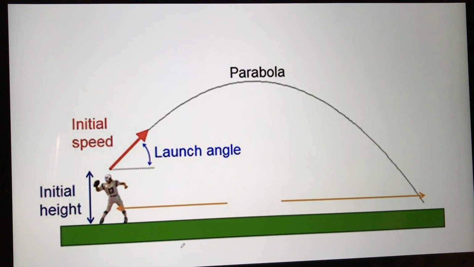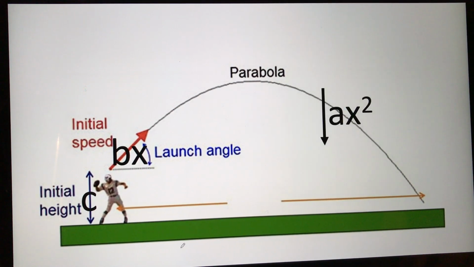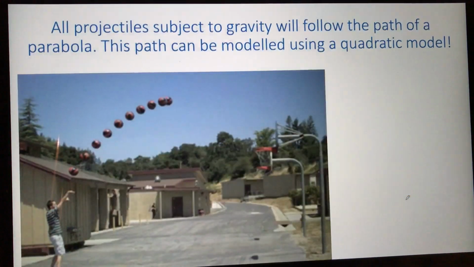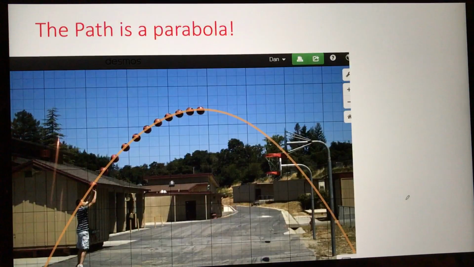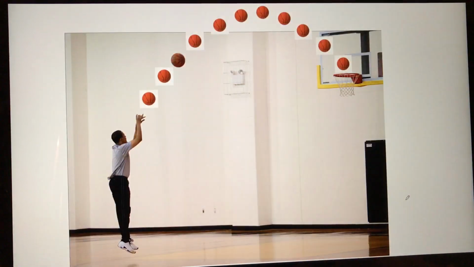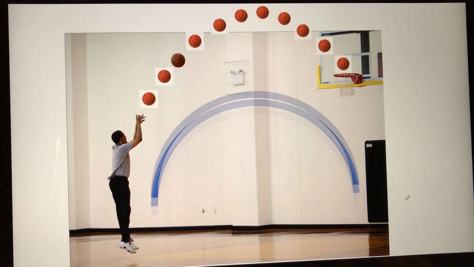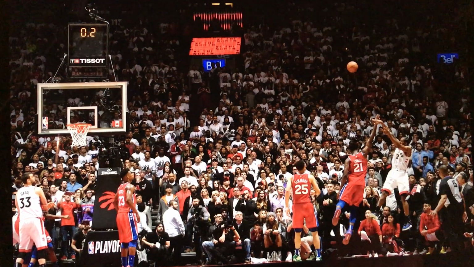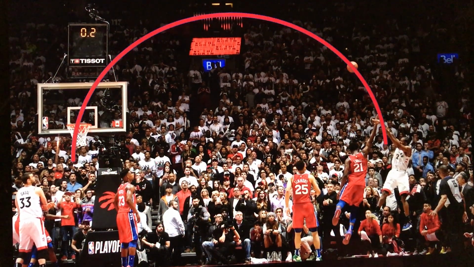So again, imagine football. We have an initial height when you throw the ball. We have an initial speed. And of course, gravity pulls the ball back down to the ground. You have the height from here, you throw it, and then gravity pulls it back over. Now, as it turns out, all projectiles subject to gravity follow this path of a parabola. And this path can be modeled using a quadratic equation. A basketball through the air. Another example of a basketball here, flying through the air. Kawhi, of course, was thinking about quadratics when he made the shot.